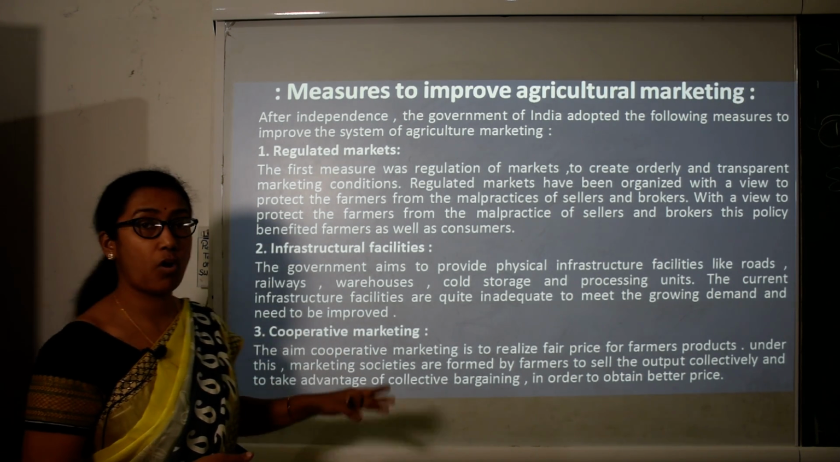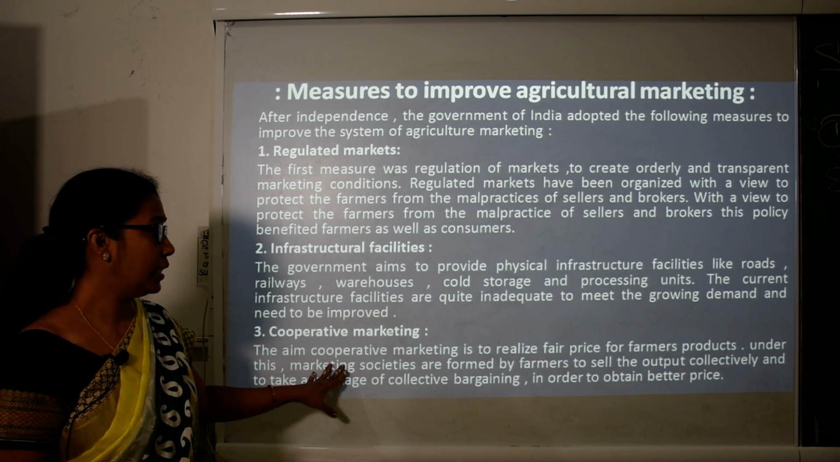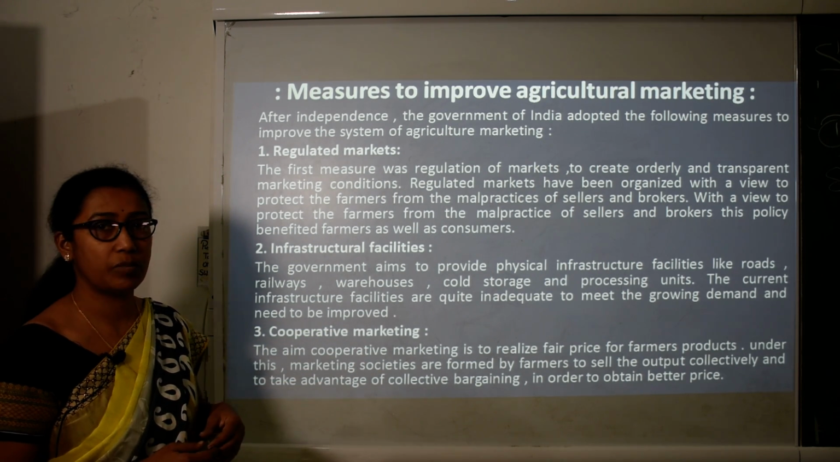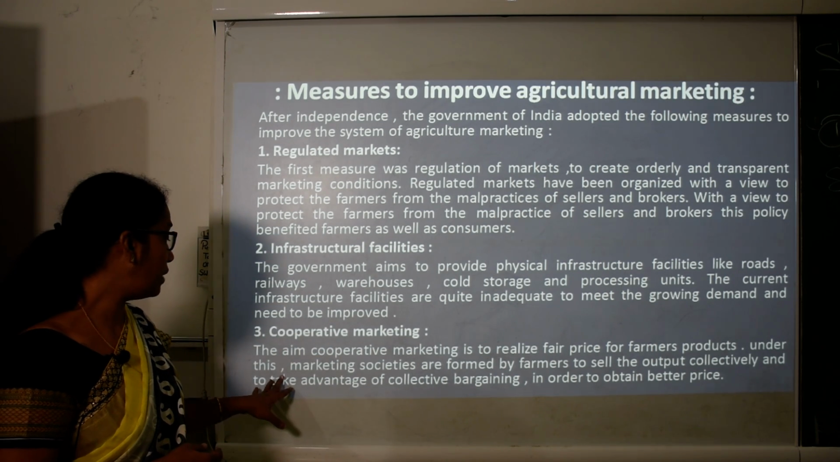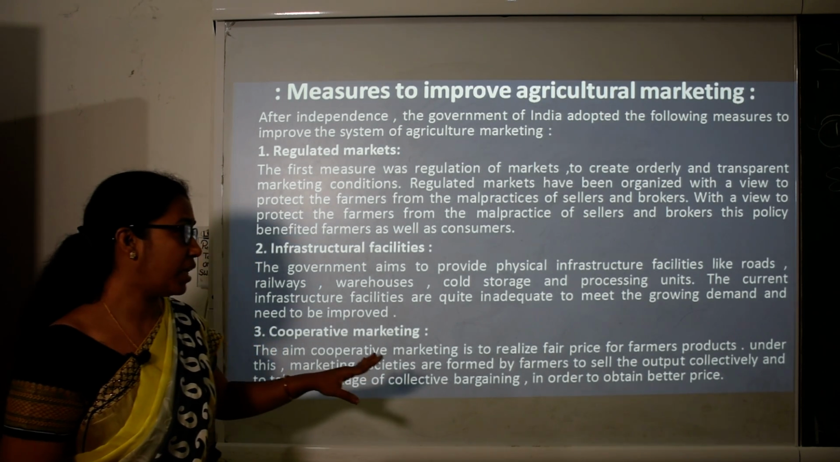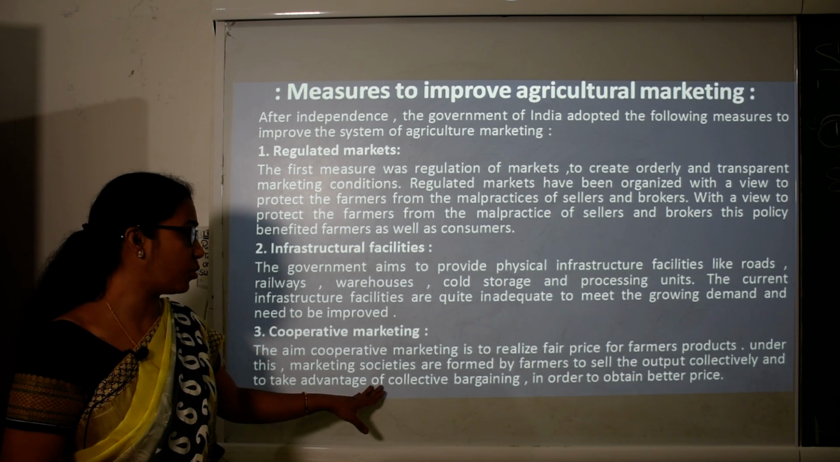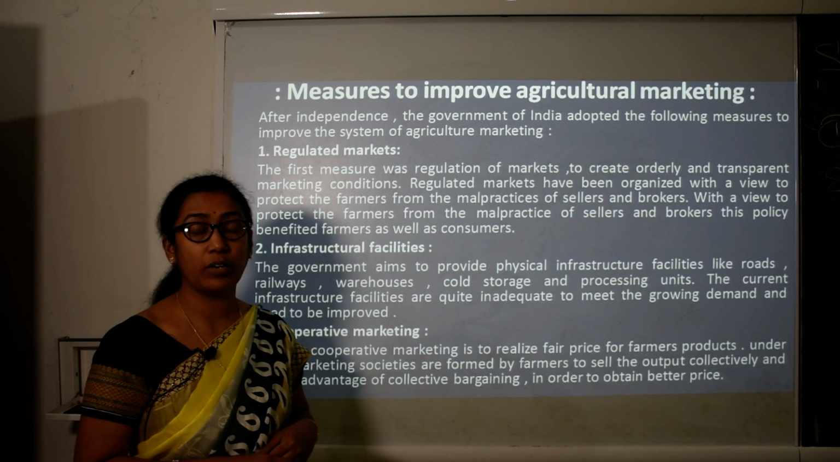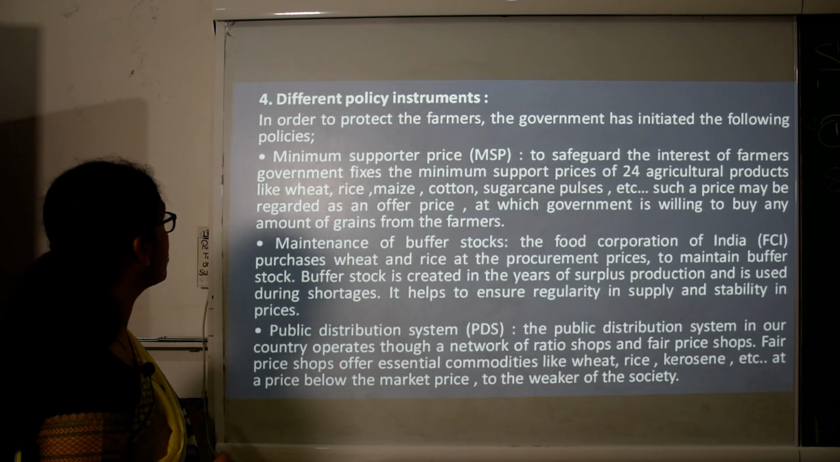Third that can be done is cooperative marketing. The aim of cooperative marketing is to realize a fair price, that means to have a fair price policy for farmer products. Under this, marketing societies are formed by farmers to sell the output collectively and to take advantage of collective bargaining in order to obtain a better price and better profits also.